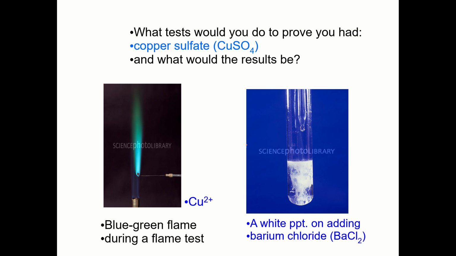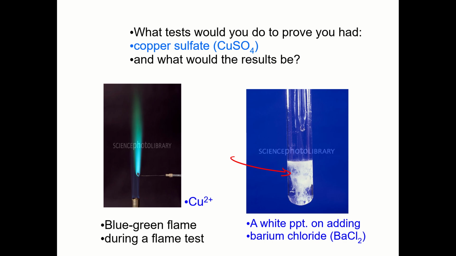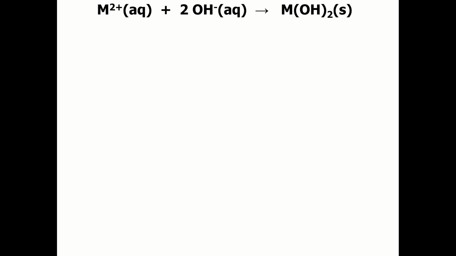In fact, this one here, for example, when we added dilute barium ions with aqueous sulfate ions, and we got a precipitate of barium sulfate, that's a precipitation reaction. But here we're going to use different colours of precipitates to tell us what possible cations we had. Here we were using precipitates to tell us what anions we had.